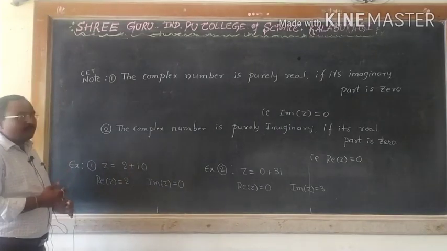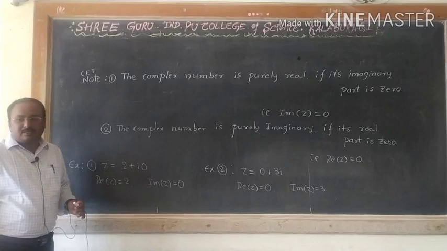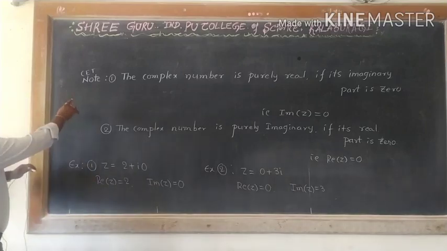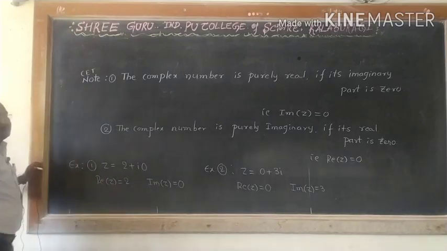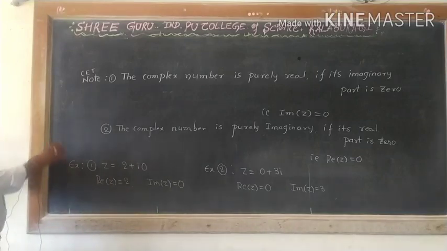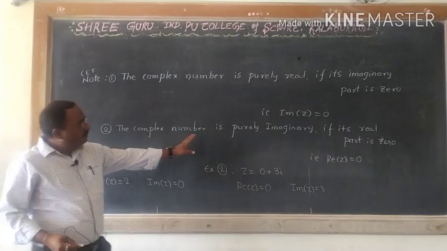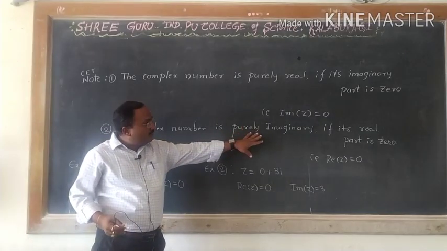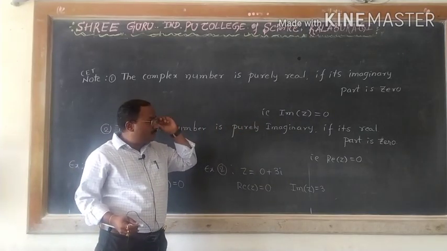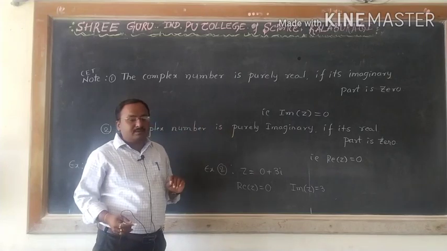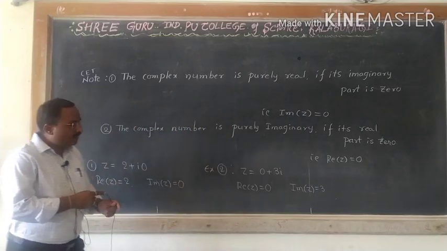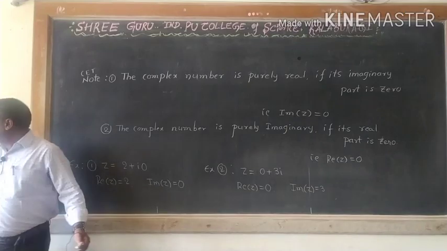That is purely real, purely imaginary. Keep in your mind, that is a CET point. Sometimes, keeping in mind purely real and purely imaginary, you can directly click the answer. The complex number is purely real if its imaginary part is 0. The complex number is purely imaginary if its real part is 0. That is, Re of z is equal to 0. Purely imaginary, purely real. And one example.